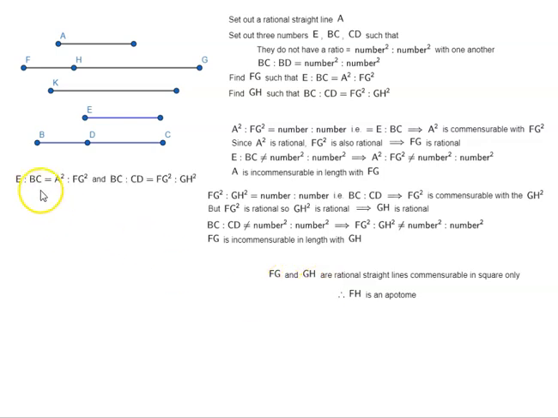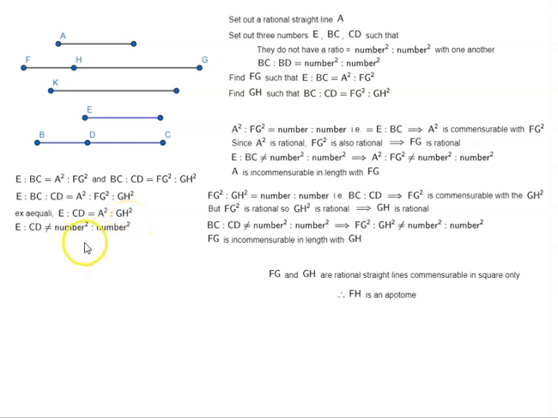Now, E is to BC is equal to A square is to FG square, and BC is to CD is equal to FG square is to GH square, which we can combine in this form. E is to BC is to CD is equal to A square is to FG square is to GH square. So ex aequali, E is to CD is equal to A square is to GH square.